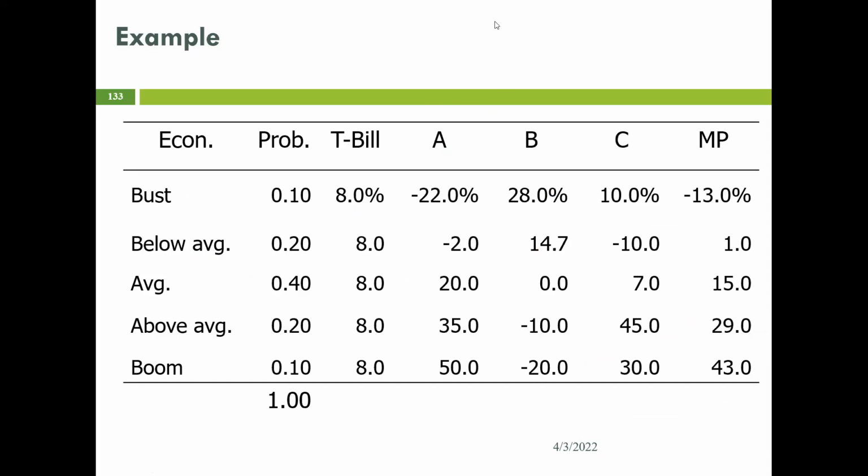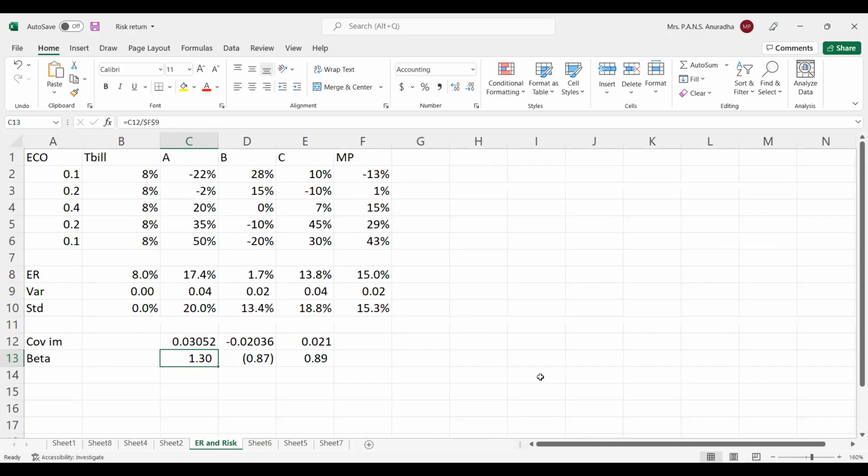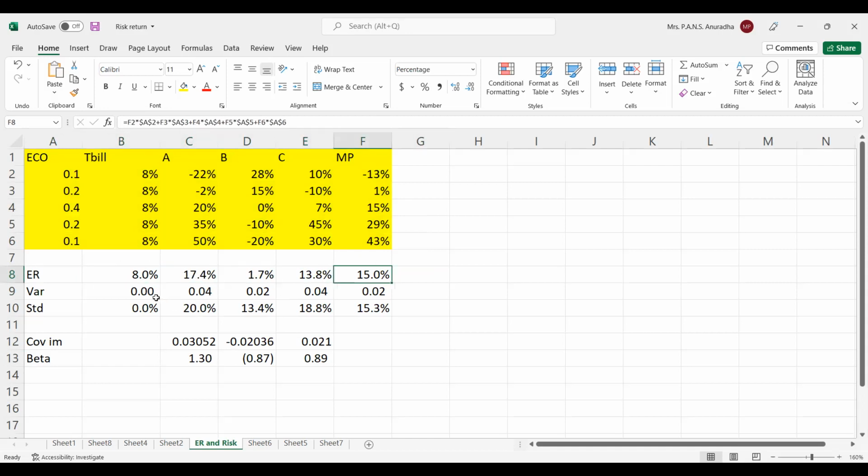So using the Excel sheet, I have measured these things. I think that time is not enough to calculate all the betas for these stocks. But this is our example, right? I think you can see the Excel sheet. You can estimate the expected return for A, B, C, D, and the market portfolio. And also you can estimate the variance. I think you can see the formula, and the square root of that is the standard deviation.